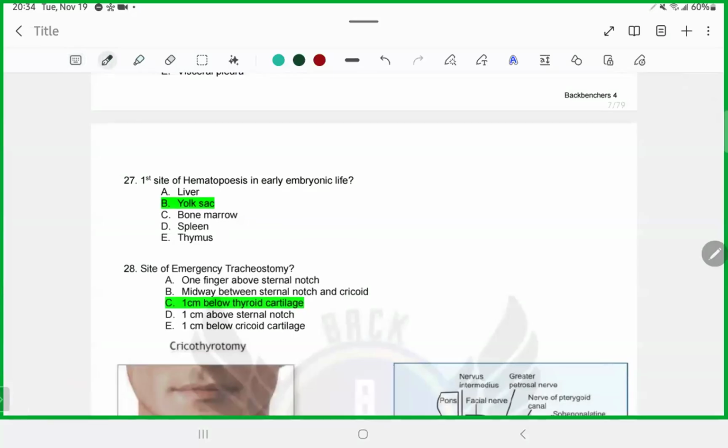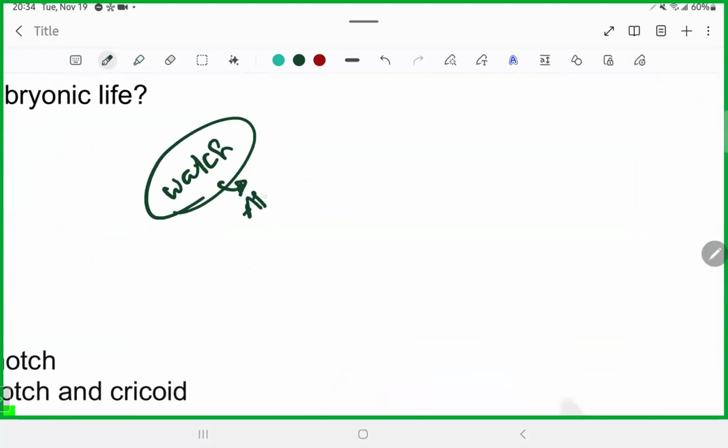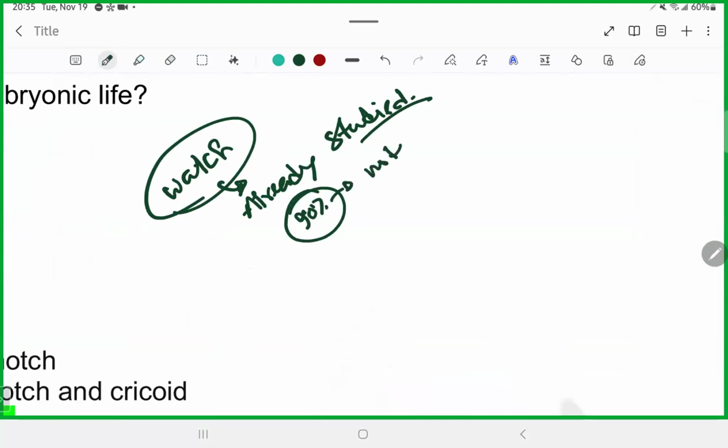And what do you need to do? Nothing. You just watch. Why? Because you already know everything. You have already studied everything, and you will see almost 90% of the questions you have studied in our notes. So you will understand it. I will just show you how to approach why this answer is this, why this answer is that.